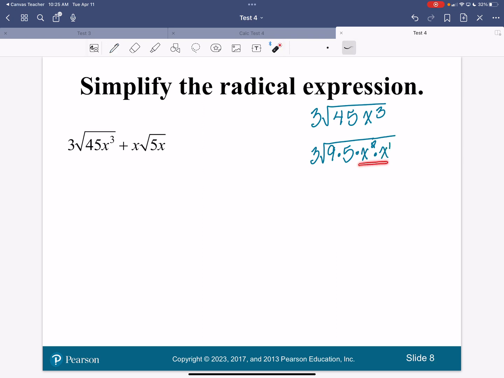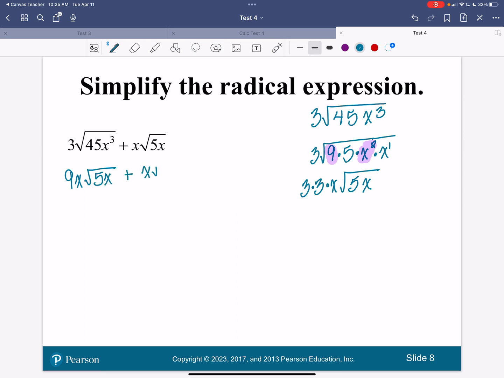Is x squared times x to the first the same thing as x cubed? It is. So now I can take the square root of 9 and I can take the square root of x squared. Okay, I keep my 3 on the outside. What's the square root of 9? Good. And what's the square root of x squared? Good. And then I am left with 5x on the inside. 3 times 3x, it's going to be 9x. Notice that's on the outside. Then I'm left with 5x on the inside.